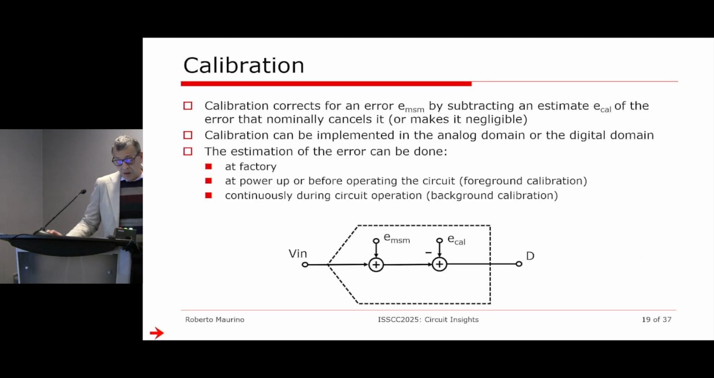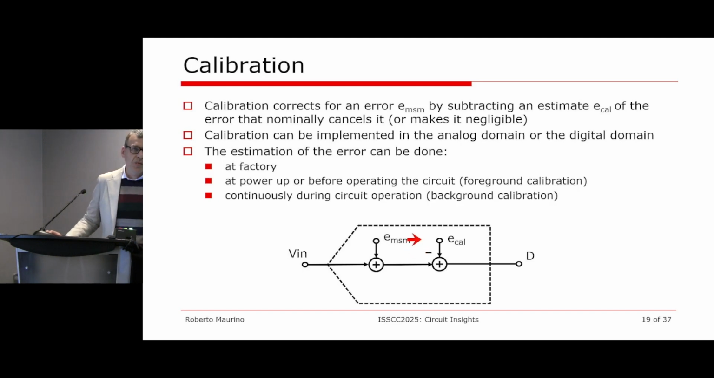And the first technique that comes to mind is calibration. Calibration is conceptually very simple. So imagine you have an A2D, and because of mismatch, there is some error introduced. What calibration does is inject the opposite of that error. You come up with an estimate of this error, and you simply subtract that estimate. It's as simple as that.